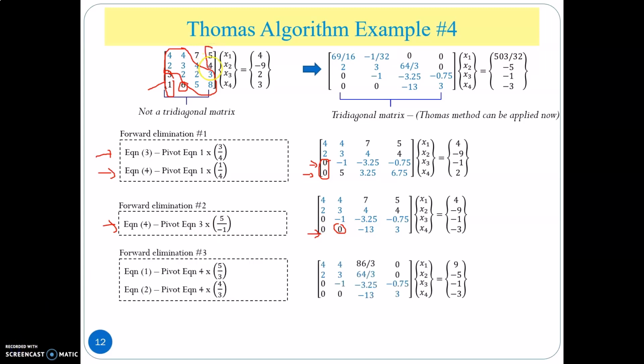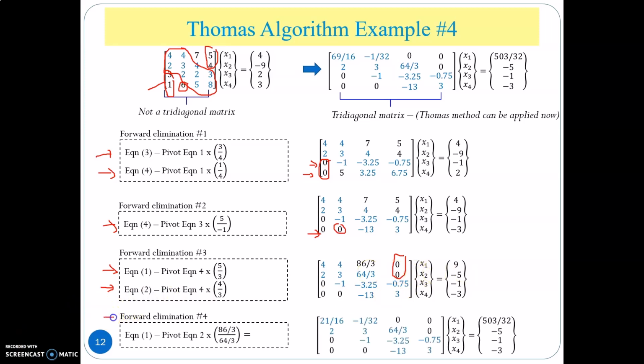Then you continue to make the 5, 4 elements here become 0, like this one. We can use these two equations, where you take the first equation minus the pivot equation 4 multiplied by the factor. Same procedure for equation 2, then you can get this. And lastly, perform the last forward elimination to make 7 here become 0 by using this equation. With that, you succeeded in obtaining the tridiagonal matrix.